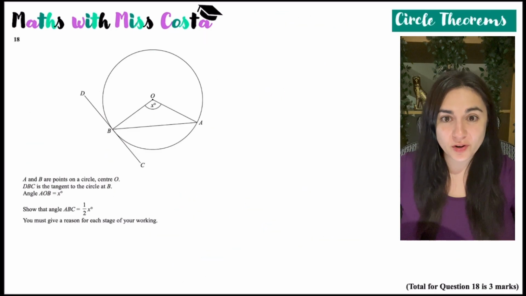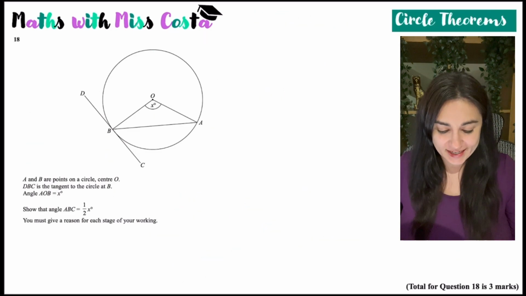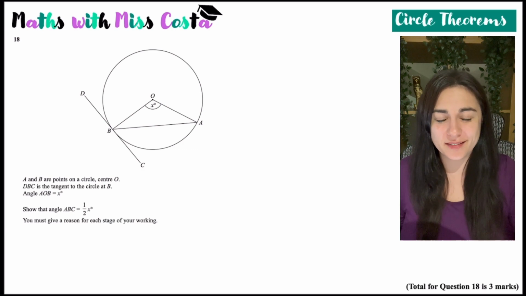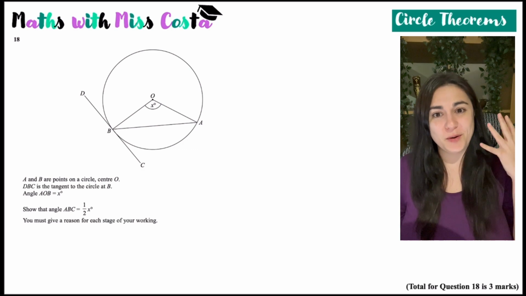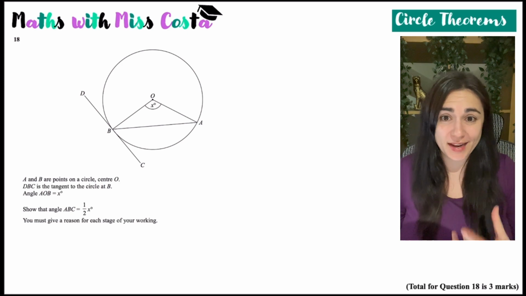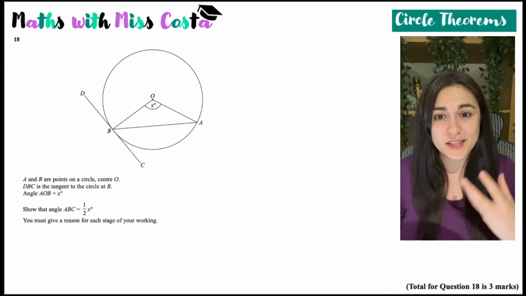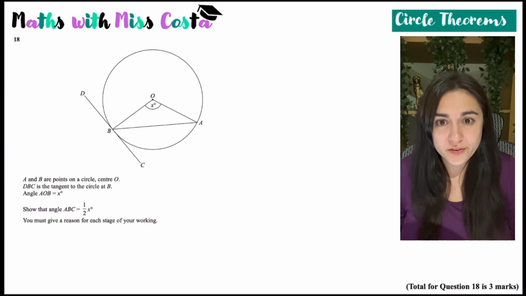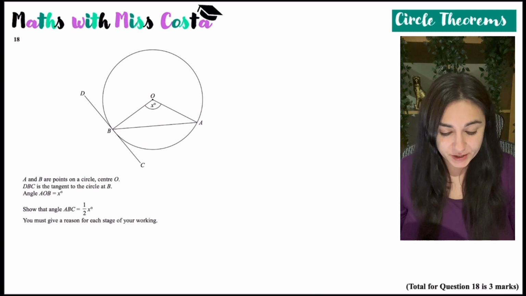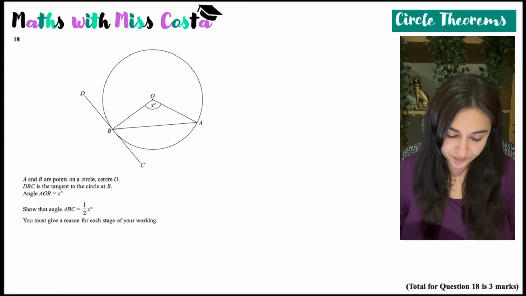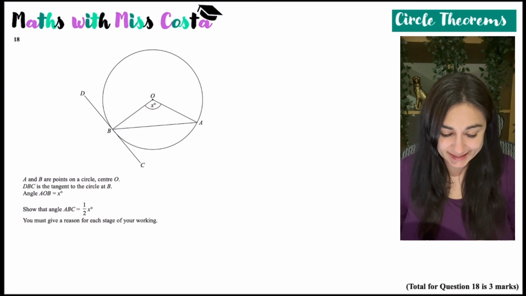Okay, so here I've got a question on circle theorems. Now, this kind of question is generally one that people seem to freak out about. But when you've got a question like this, or any question that seems a little bit difficult, just think to yourself, what do I know? Okay, so let's have a read through the question. It tells me that A and B are points on a circle centre O. DBC is the tangent to the circle at B.